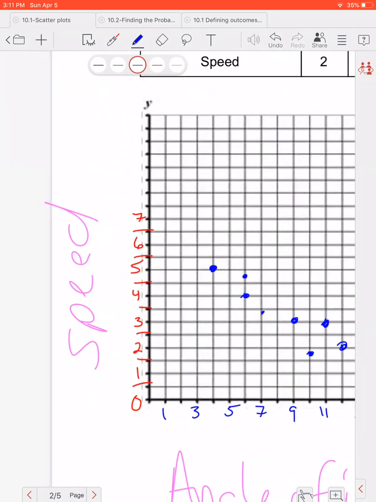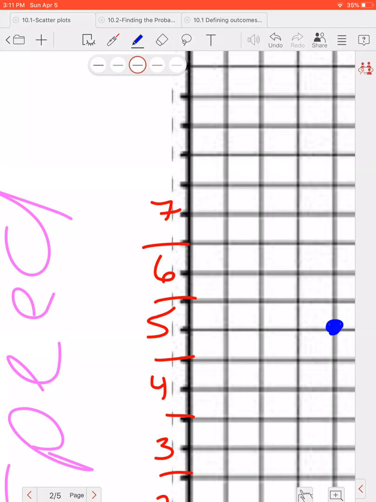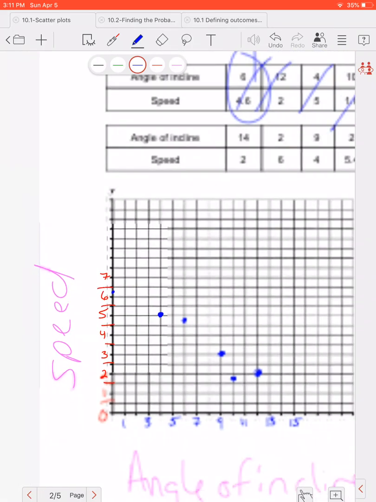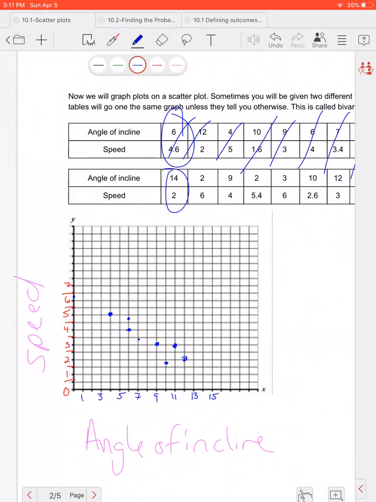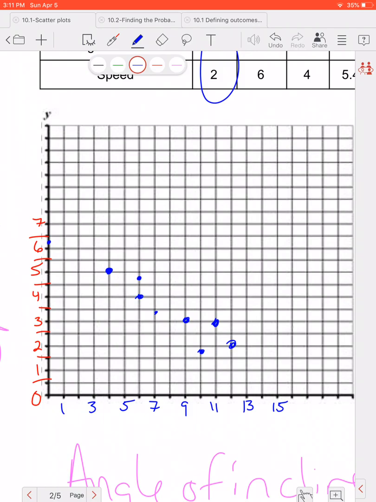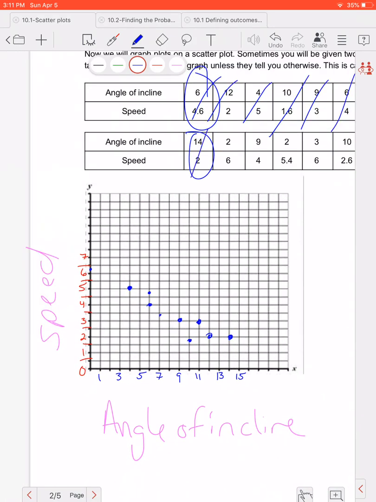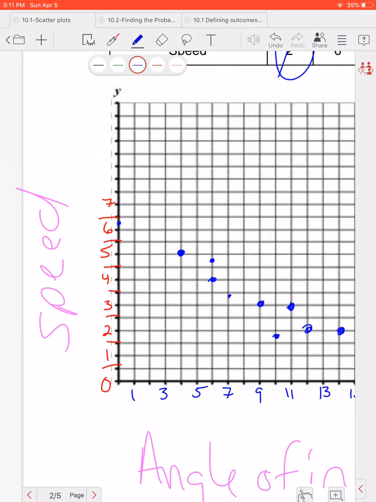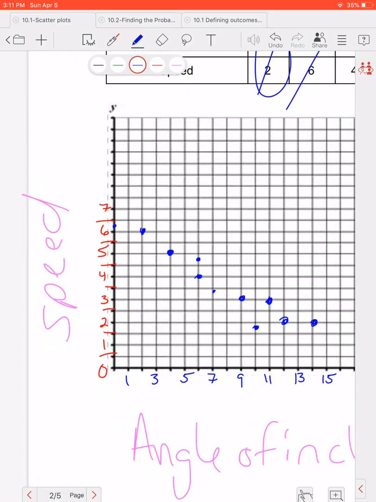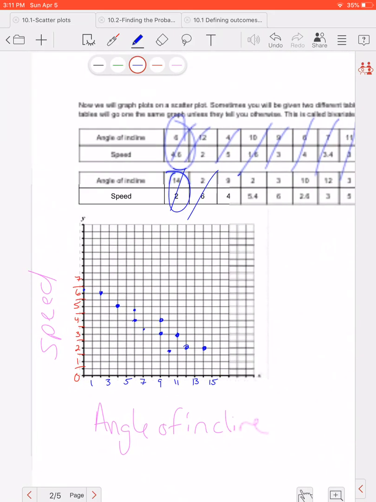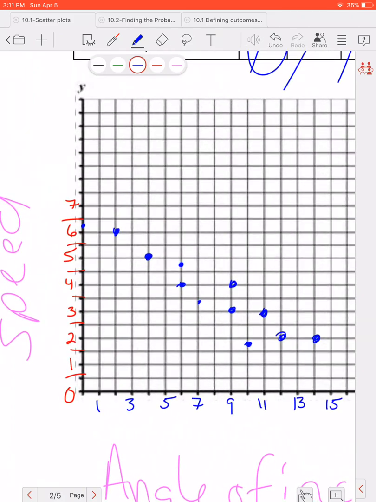0, 6.2. Okay, so then I'm just going to move right on down to this one, okay? So 14, 2. 2, 6. 9, 4. 2, 5.4.